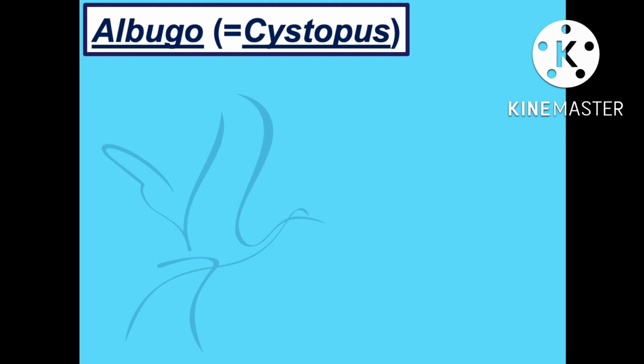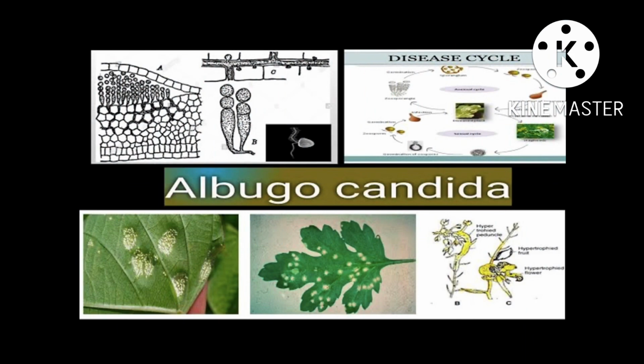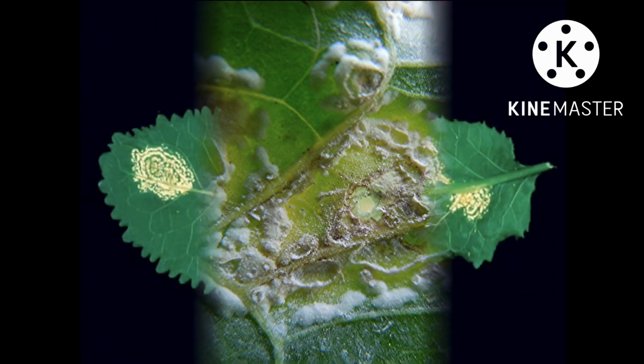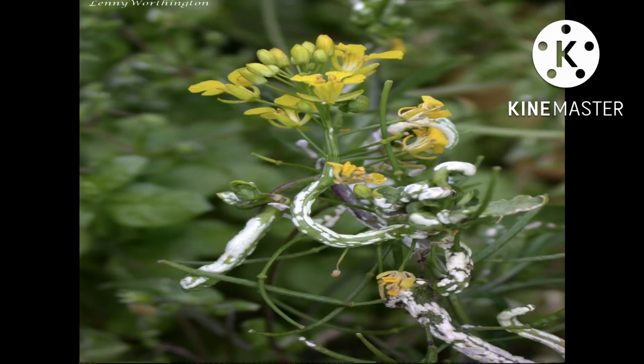Now, the second example is Albugo, which is also known as Cystopus. The most common species of Albugo is Albugo candida, which causes white rust of crucifers. Symptoms of the disease appear on the leaves in the form of shining white or cream yellow pustules, which gradually become powdery and appear like rusting. The fungus also causes hypertrophied inflorescence of Brassica.